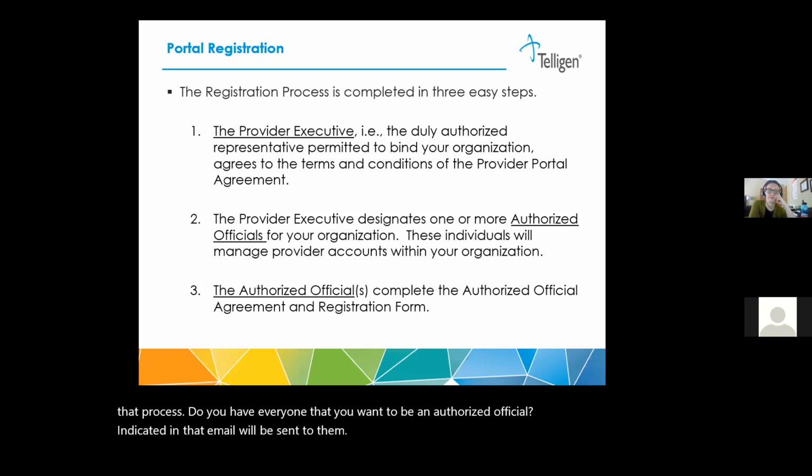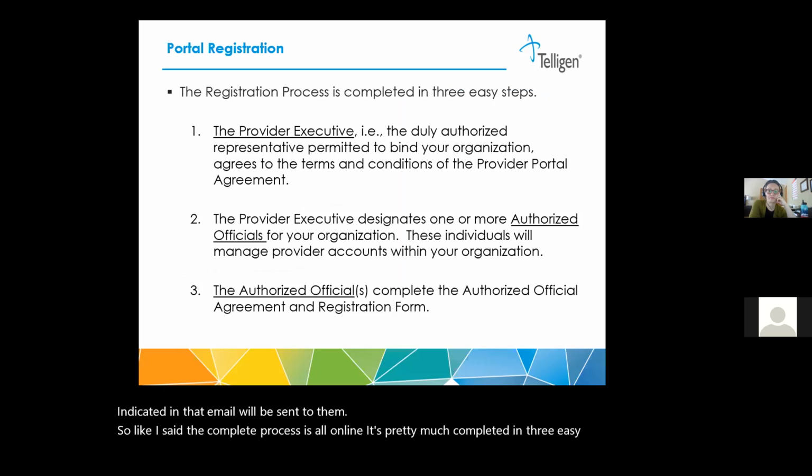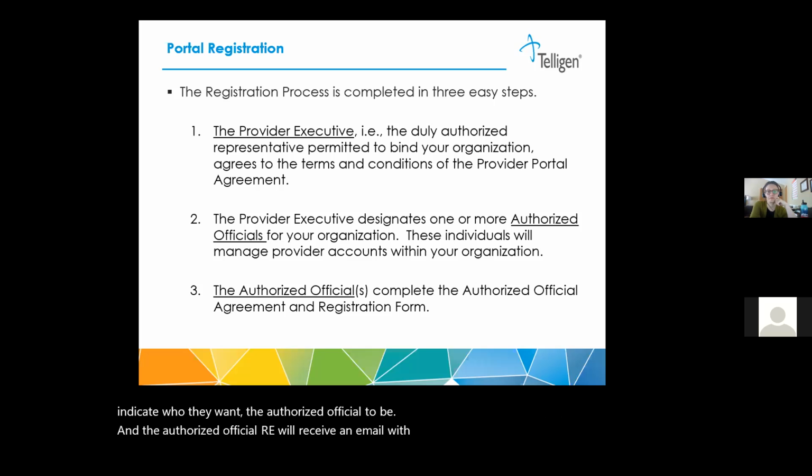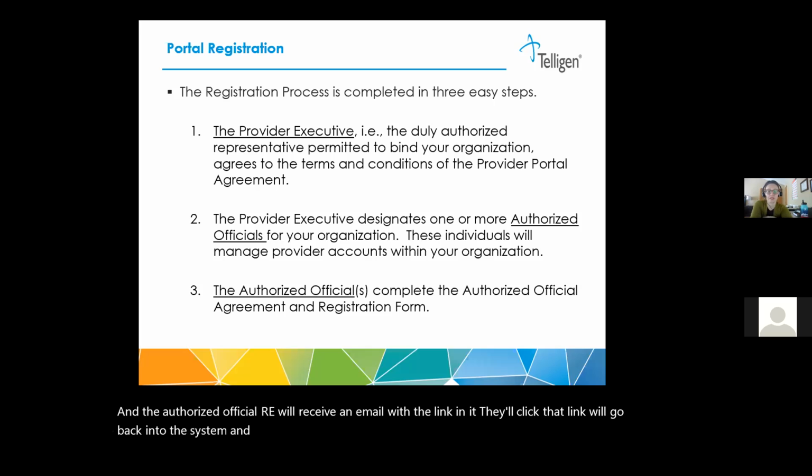So like I said, the complete process is all online. It's pretty much completed in 3 easy steps. That provider executive, management, team lead, whoever that is, will fill out that first part, indicate who they want the authorized official to be. The authorized official will receive an email with the link in it. They'll click that link, they'll go back into the system and they'll fill out their part, such as email address, phone number, different things like that.